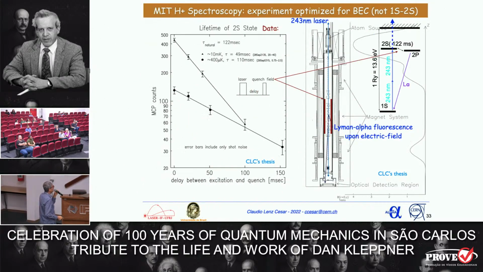We could measure for the first time the lifetime of the 2s state. This is not the final measurement, but it puts a limit. We measured 110 milliseconds. The prediction is 120 milliseconds. Of course, if you want to get to 120 milliseconds, you have to get rid of all these stray electric fields in the system.